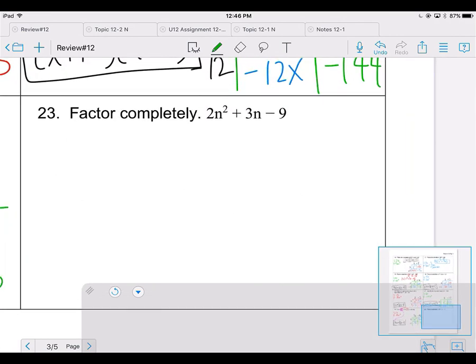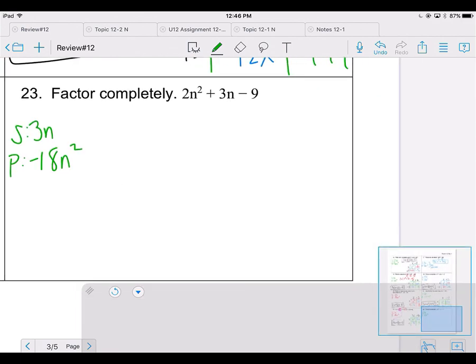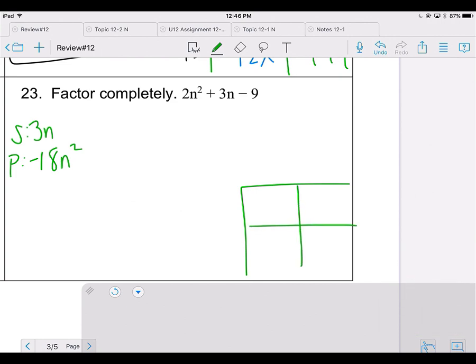Problem 23 is the same way. We are looking for a sum of 3n and a product of negative 18n squared. I'm looking for this because I know that there's no GCF because 2 and 3 are prime and you can't take anything out of 2 and 3. That would be the same. I put my 2n squared and my minus 9 to my first and last, which I multiplied to get the product.